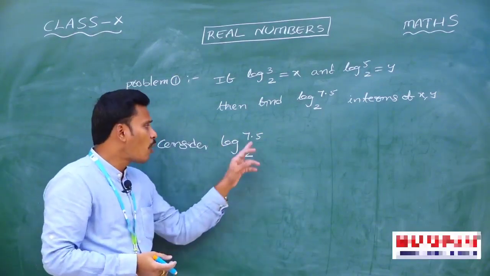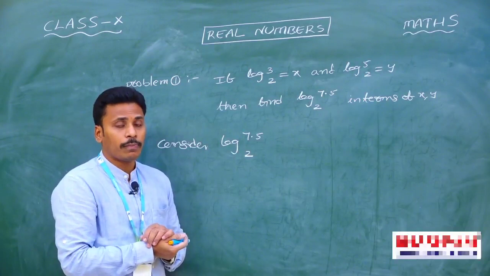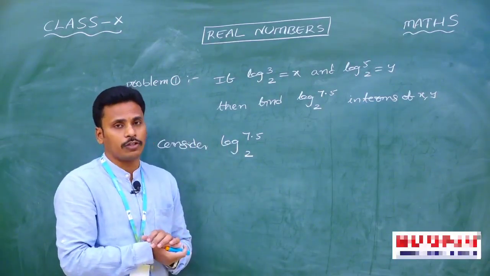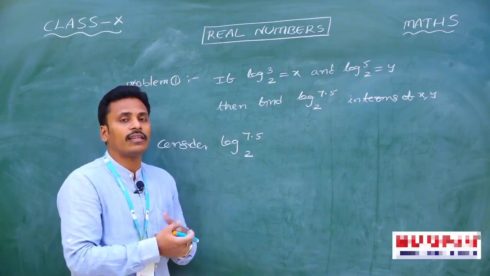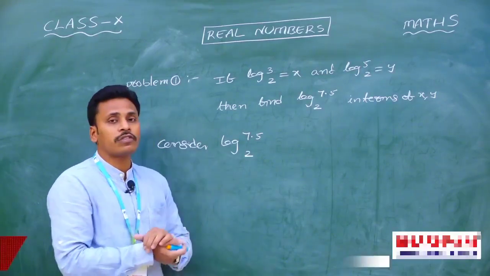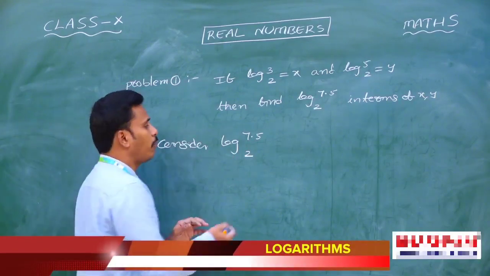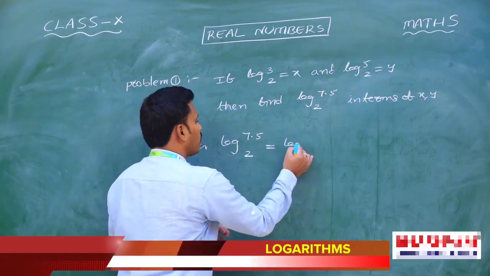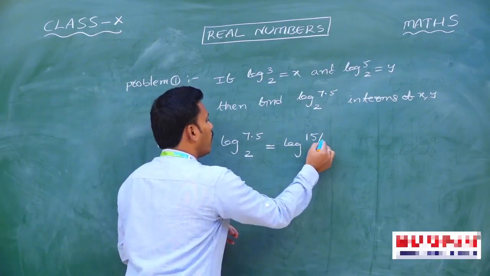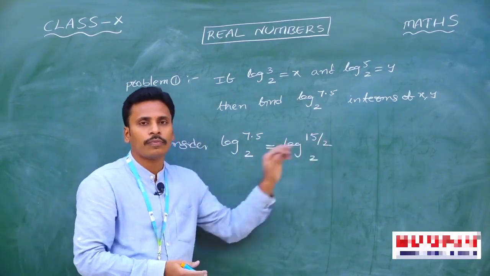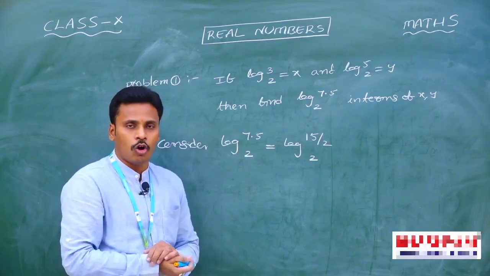And see, how can we write this 7.5? We need to involve log 3 base 2 and log 5 base 2 so that we can get x and y. See, logarithm of 7.5 base 2, see 7.5 is nothing but 15 by 2. So I will write it like this, logarithm of 15 by 2 base 2. See, this is just a logic, okay? 7.5 is 15 by 2, obviously.